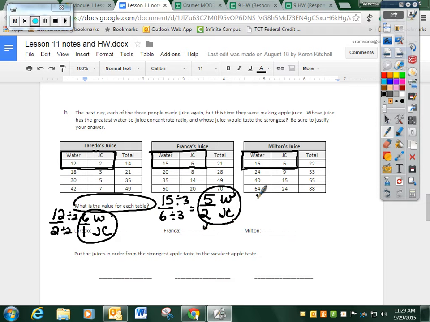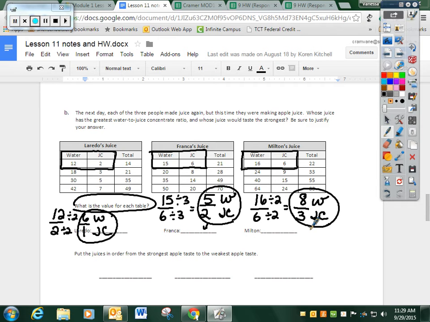This next one for Milton, 16 over 6, I'm going to divide by 2, divide by 2. I get 8 over 3 water to juice concentrate. And that's the value. Now, this was different than the one we previously did. The ones we did before all had juice concentrate of 1. However, this time they don't, okay? So this makes it really hard to compare them.